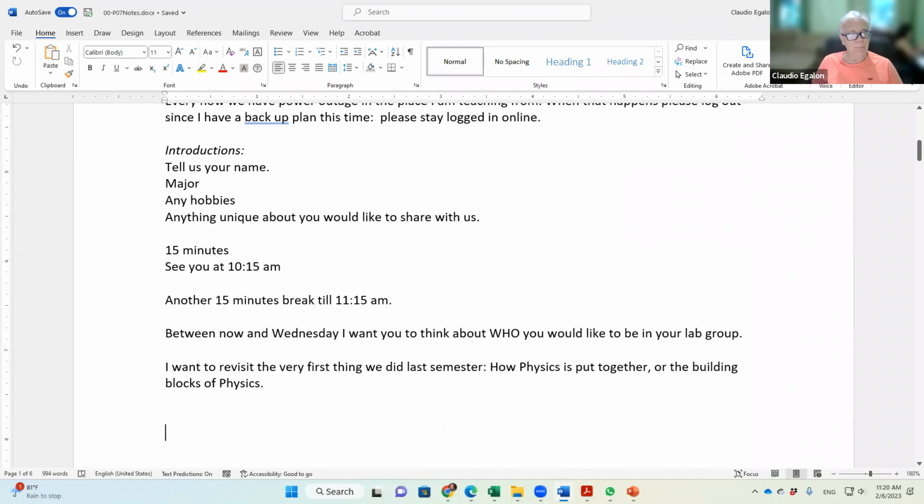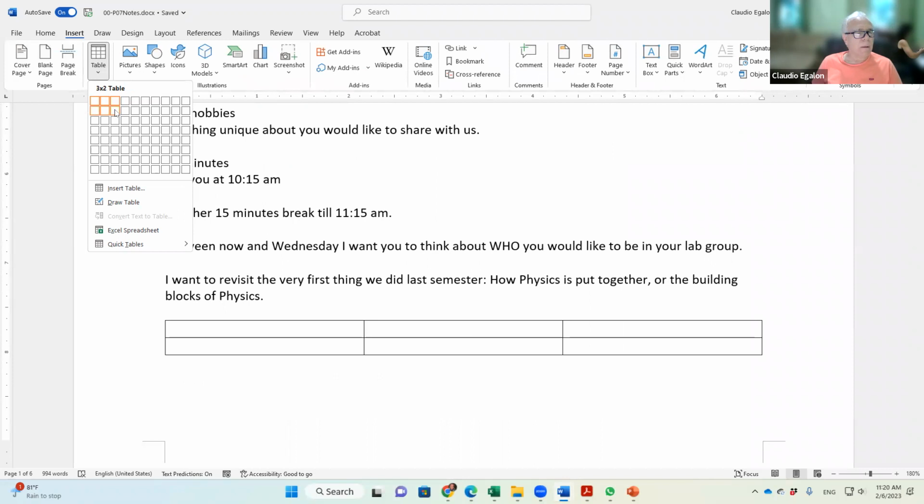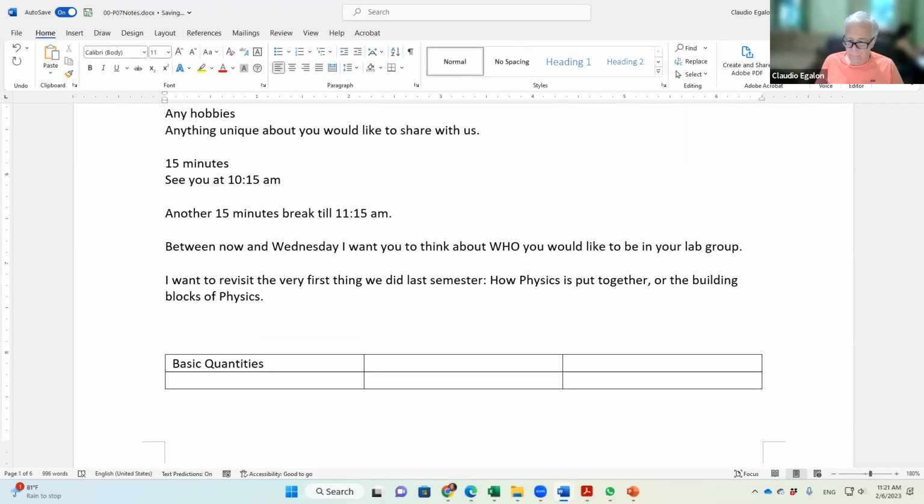So at this point in time, you should remember, let's put together a table. 1, 2, 3, right? The first thing that you have to know about physics is the basic quantities. That's something we invented to explain the universe. In physics, we start with three core ideas.